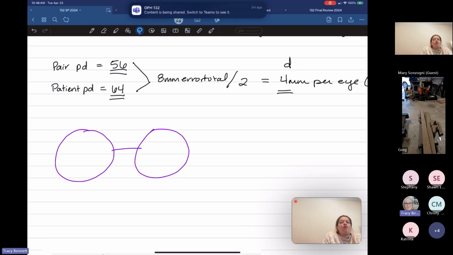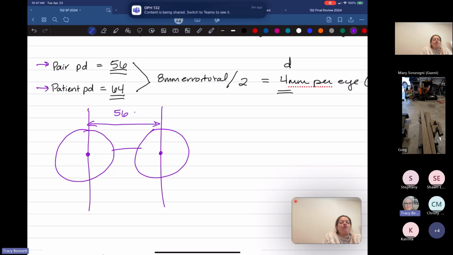So you'd sketch this out and you say, okay, well, the pair PD is at 56 versus the patient's PD at 64. So what does this tell you? The distance that we're measuring is from here to here. So if we say this is going to be the 56, that's going to be the pair's PD, so that means that's where the optical centers are.